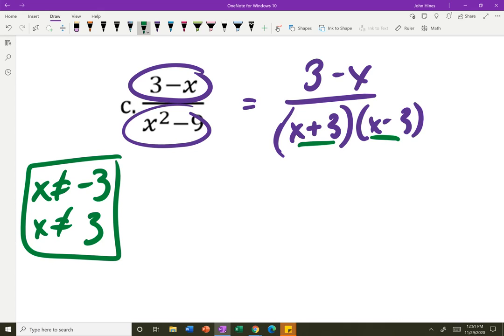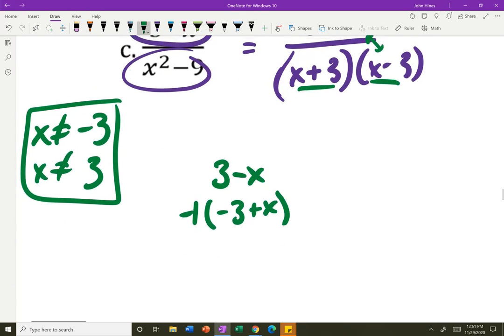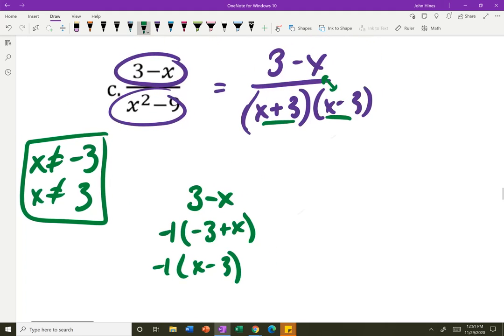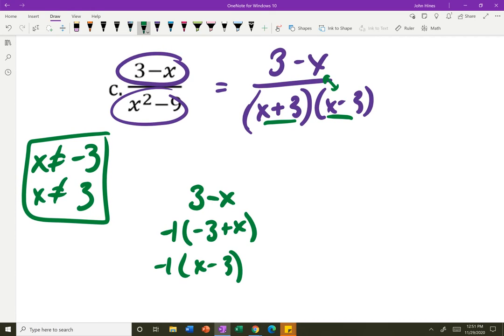Now, this looks really tempting to cross out here, but they're not the same thing. Watch what we need to do here. They do kind of divide each other out, but I've got to take out a negative 1 there. By taking out a factor of negative 1, that lets me use the commutative property. So when you're dealing with these 3 minus x and x minus 3, they do divide each other out, but what's left behind is a factor of negative 1.